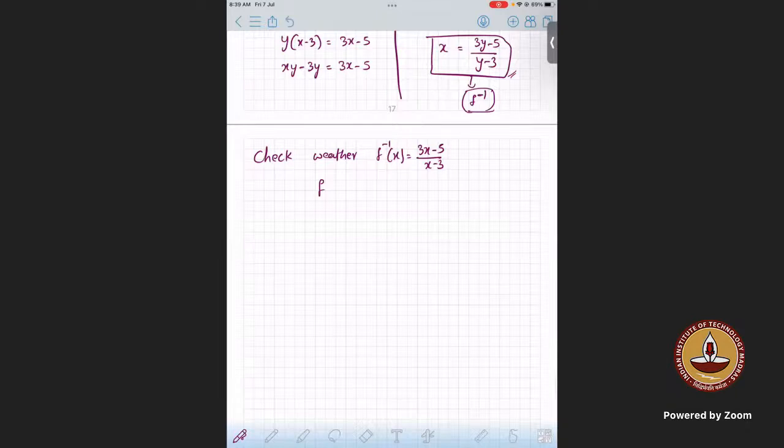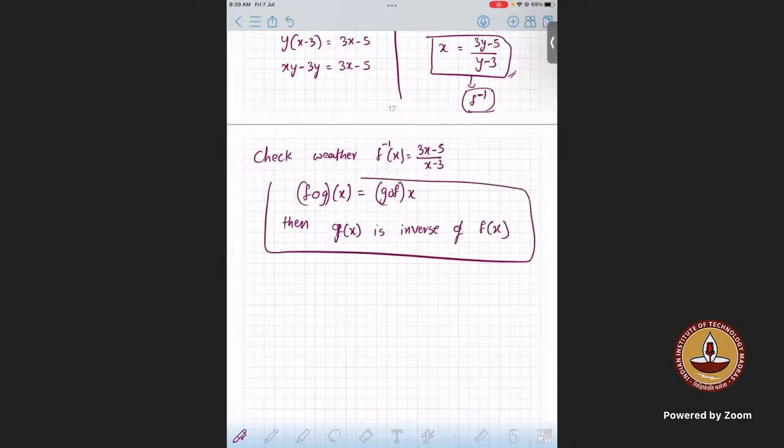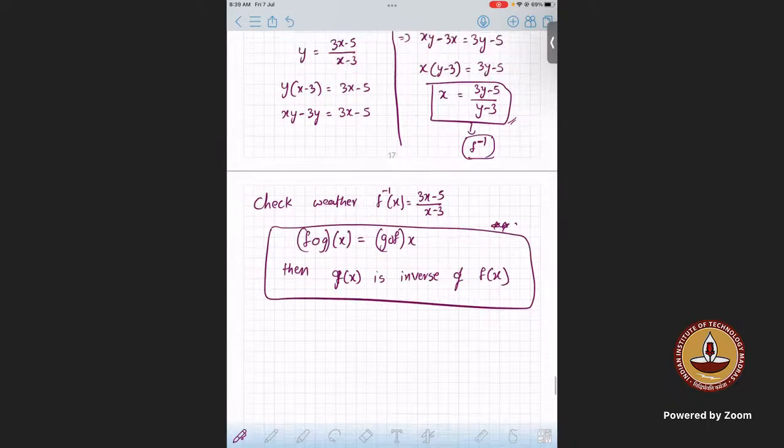Use this, listen carefully: if f of g of x is equal to g of f of x, equal to x, then g of x is the inverse of f of x. Very, very important. Did you get this? Now apply this and find whether this f inverse is correct or not.